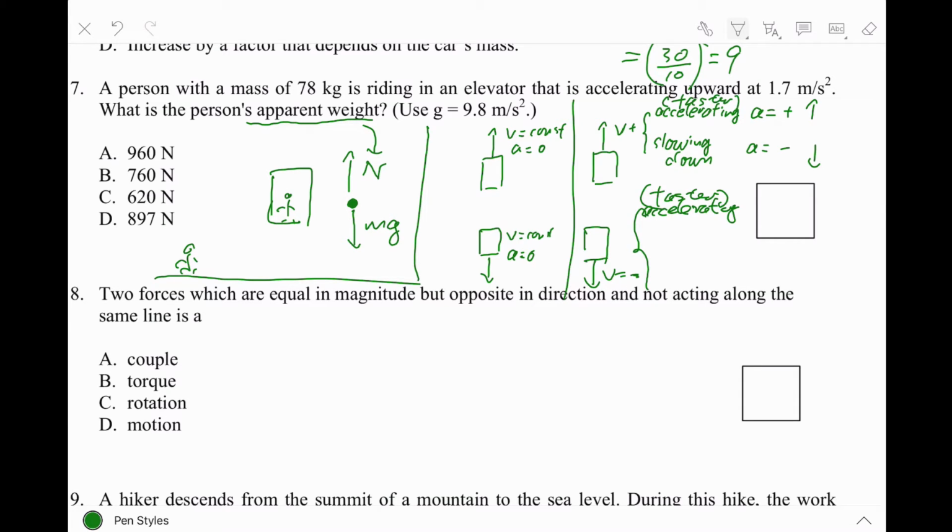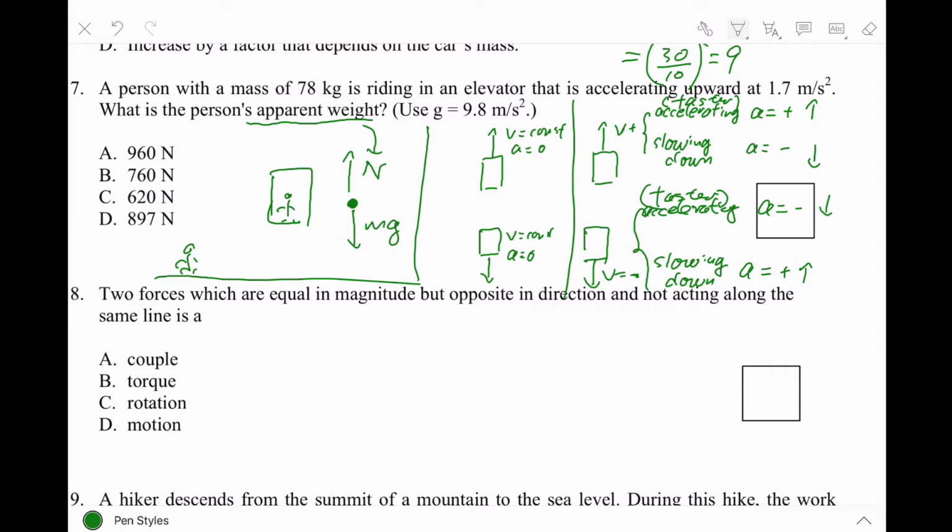In this case, A is negative, because I'm moving down and getting faster. Now, you can be moving down but slowing down. It means you're going from the top floor and reaching the ground floor. In this case, A is positive. All right, can you see all these different cases?